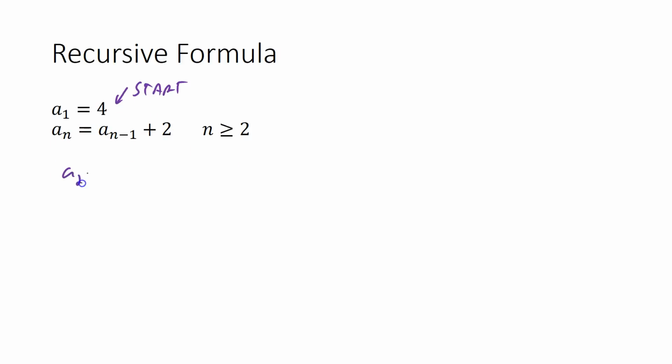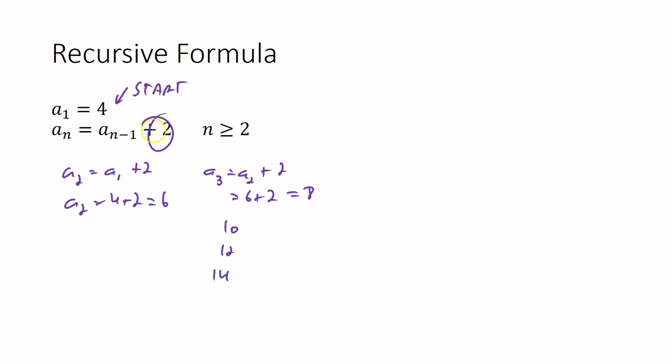So here, a2 is going to be the previous term, a1, because that's 1 less than 2, plus 2. So a2, I already know a1, it's 4 plus 2, so it's going to be 6, right? And then a3 is going to be a2 plus 2, which is 6 plus 2, that's 8. What's the next one going to be? It's 10, then 12, then 14. We're adding 2 every time. So basically this gives you a place to start, and you can figure out what it's going to be each time by adding to the previous one.